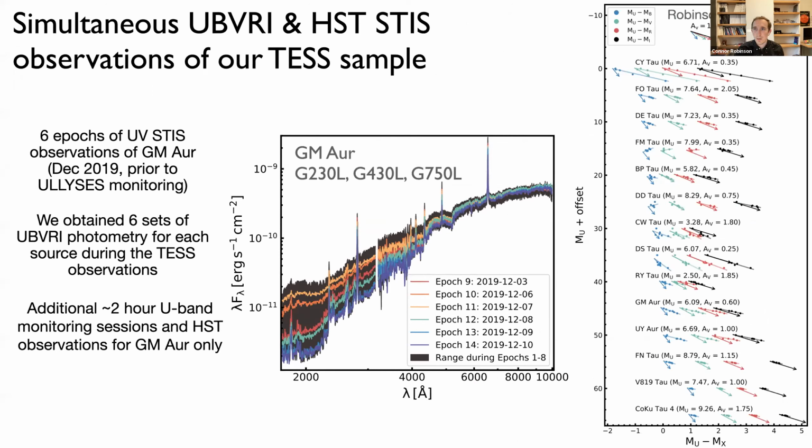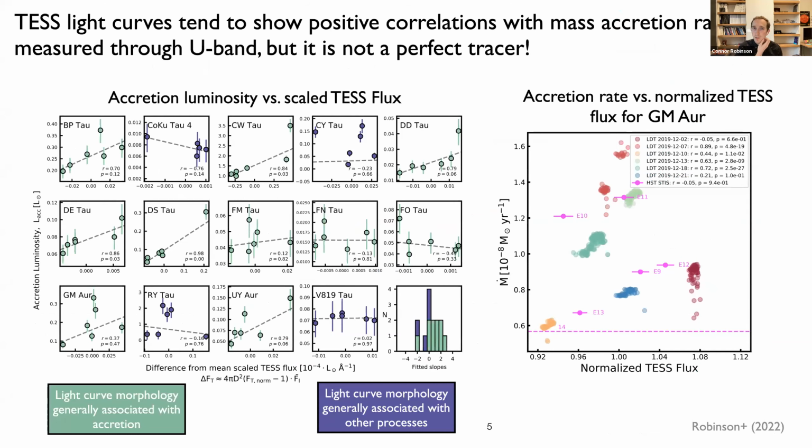To do that, we got simultaneous HST data and Lowell Discovery Telescope data, so LDT data. Our LDT data is UBVRI, and our HST data is STIS data, so contemporaneous coverage from the NUV all the way up to about 1 micron. Our HST data was for one object, GM Aur, and the LDT data was for all 14 objects. We also got about 2 hours per night of monitoring U-band data, which traces the mass accretion rate really well, for GM Aur as well.